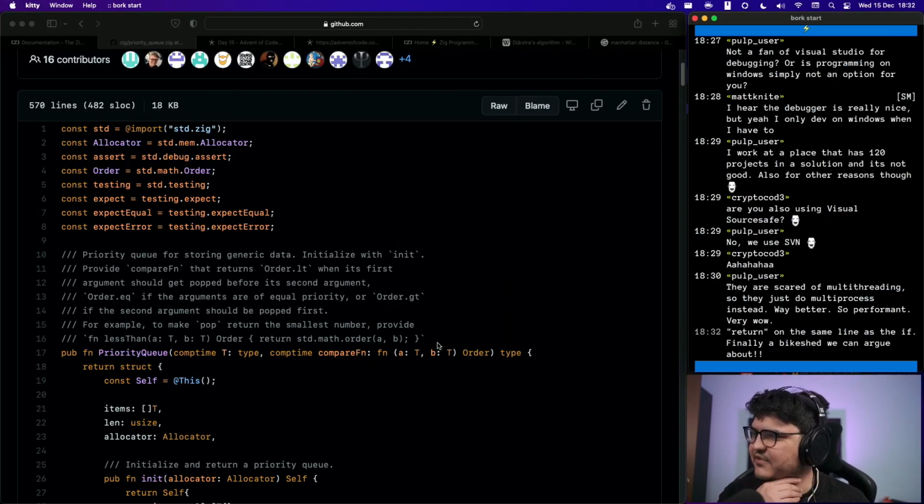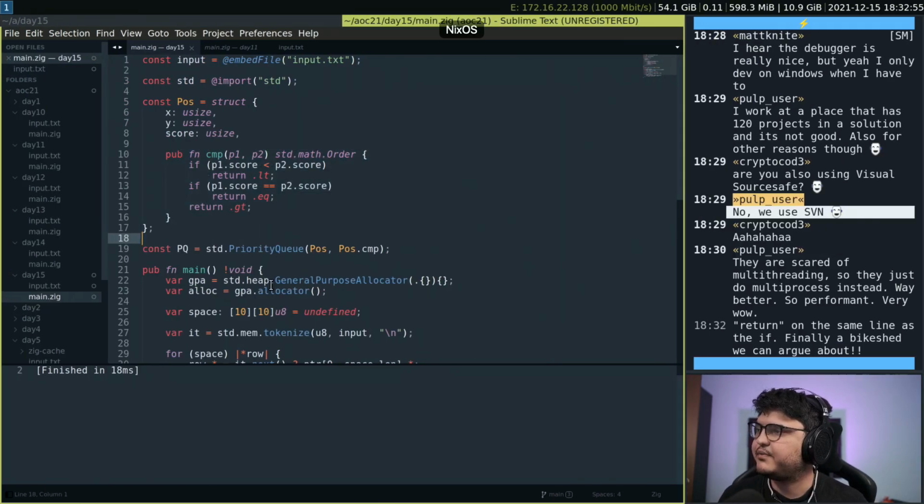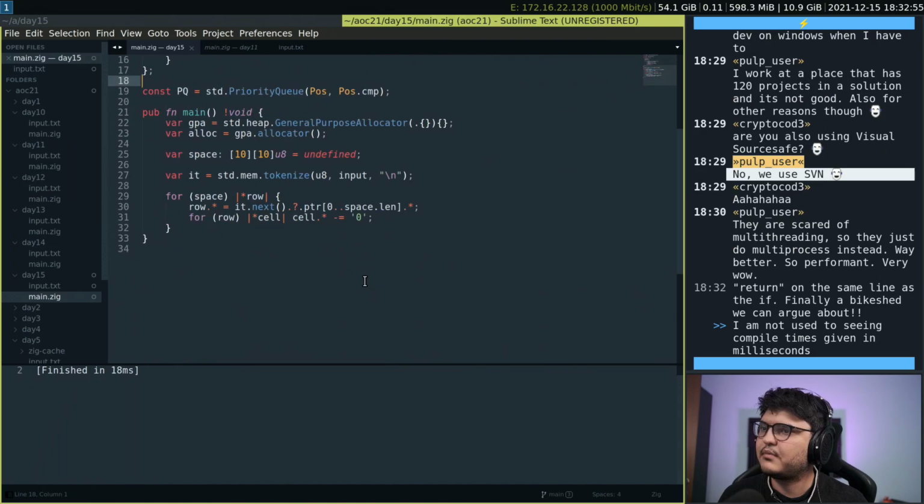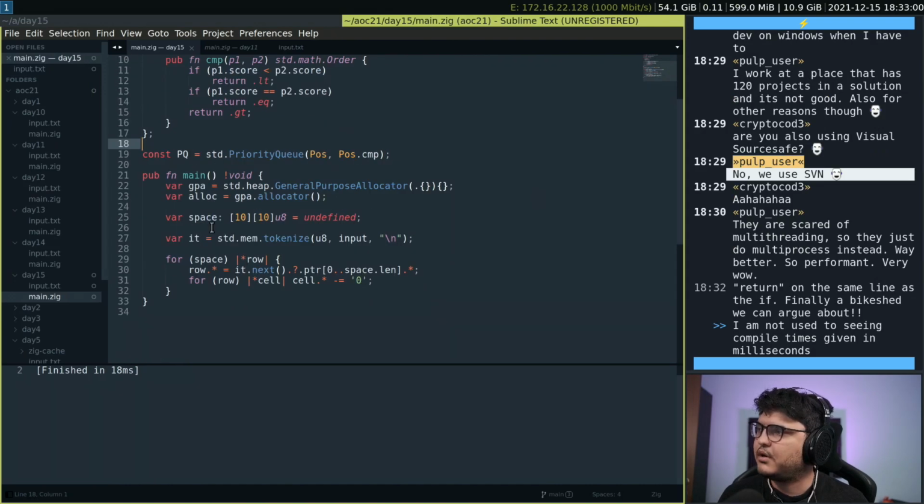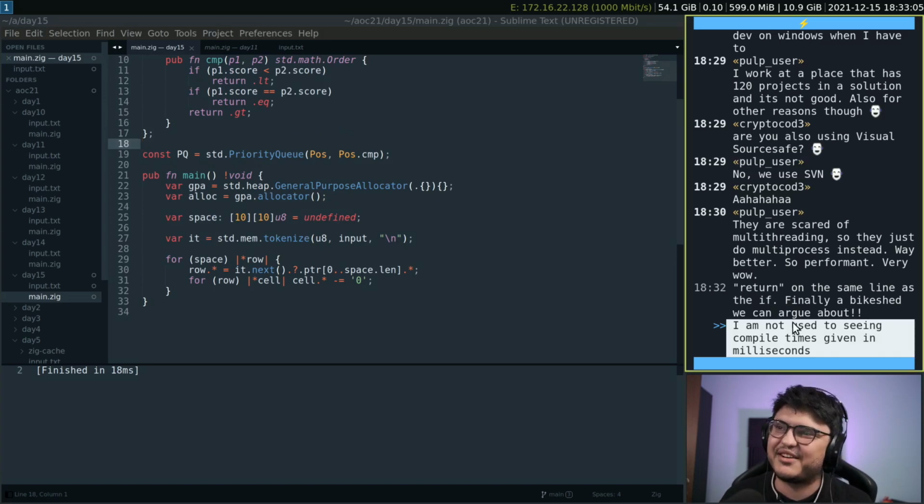Okay, we have a compare function, are we good? So this gives us the PQ type, yes. I'm not used to seeing compile times in milliseconds, man.